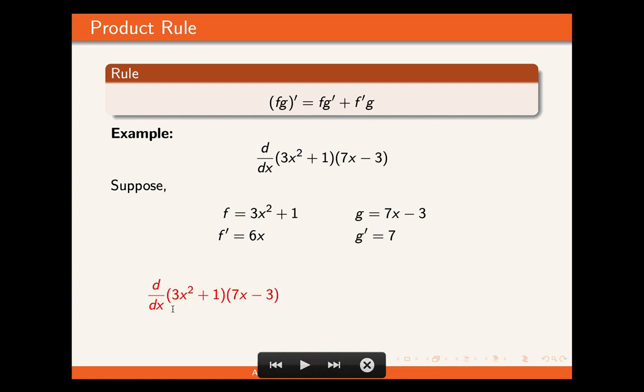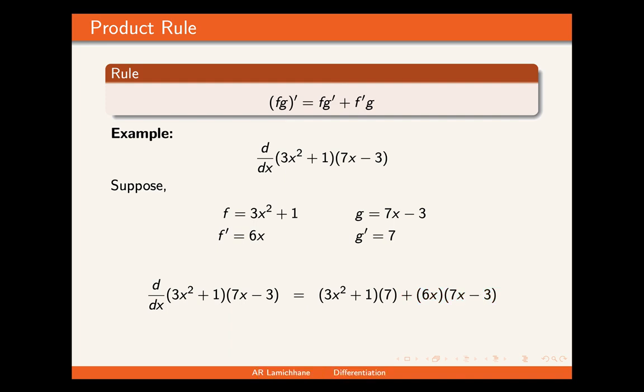So to find the derivative of 3x squared plus 1 times 7x minus 3, if we assume f is 3x squared plus 1 and g is 7x minus 3, then let's plug this information into the formula. We write down first f times g prime, right? So f is 3x squared plus 1, that's what we have assumed, so write that down. And then g prime is 7, so let's write that down, and then plus f prime, which is 6x, write that down, and times g, so let's plug that in. So we have f times g prime plus f prime times g. We are done. This is the derivative.